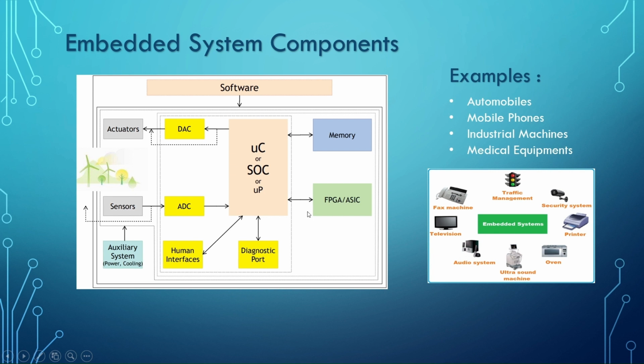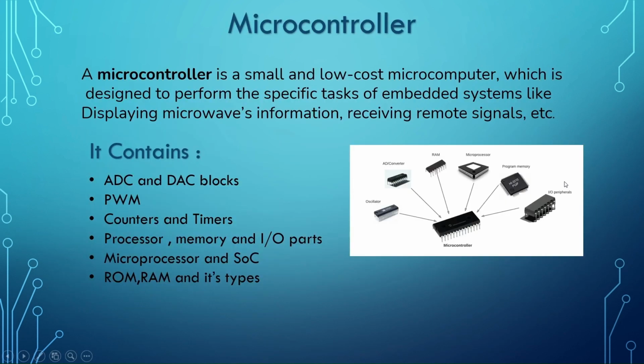These all components are connected to the microprocessor or microcontroller, and this whole system is connected to the software. The examples of the embedded system include automobiles, mobile phones, industrial machines, medical equipments, and this image shows some more examples of the same. Now the next is microcontroller.